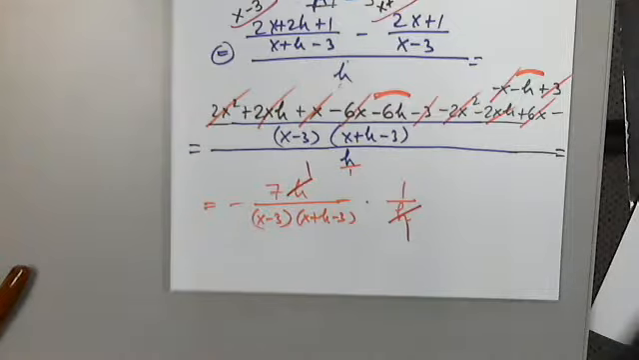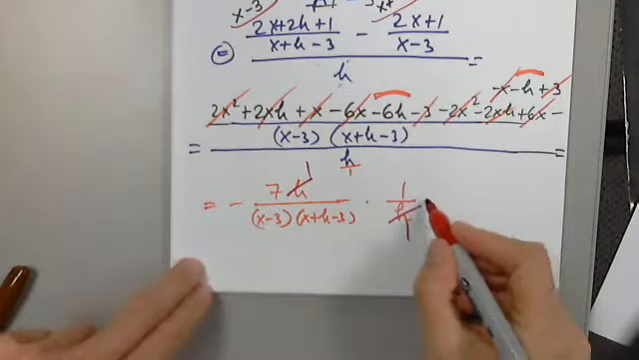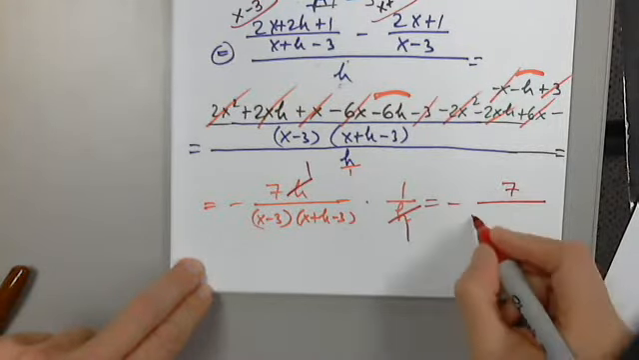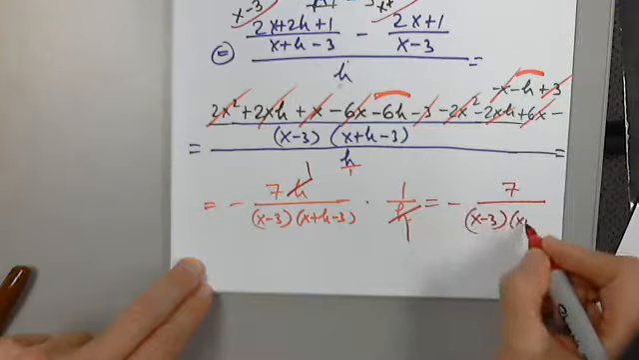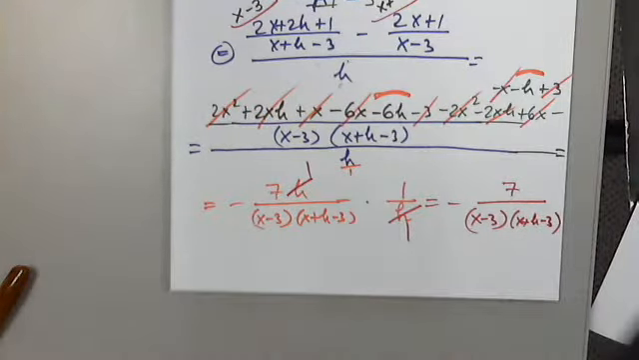Why am I insisting? I say, please write 1. Why? Because you may think it's 0. I've seen it. So h divided by h is 1. So 7 times 1 times 1 over this times 1, with the minus in front. Very good. X minus 3 over x plus h minus 3.